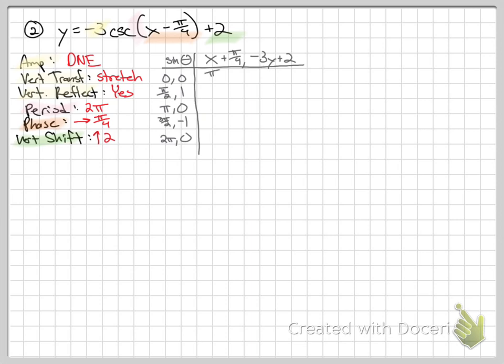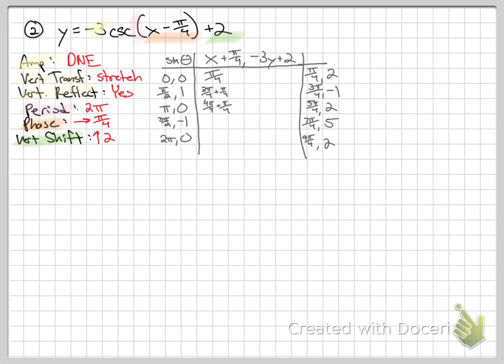0 plus pi over 4. Pi over 2, so 2 pi over 4 plus pi over 4 is going to give me 3 pi over 4. So it looks like it's pi over 4s that we're going to have. Pi, which is 4 fourths, plus 1 fourth, is going to give me 5 fourths, plus 2, plus 2, plus 2, plus 2. Fill out the y values.